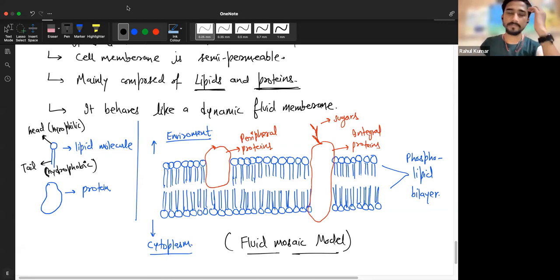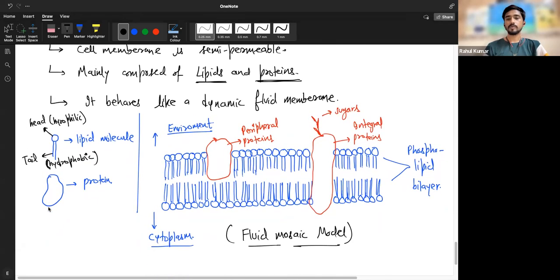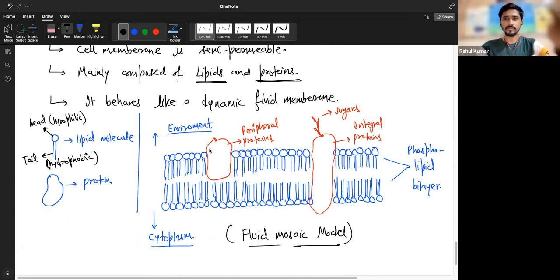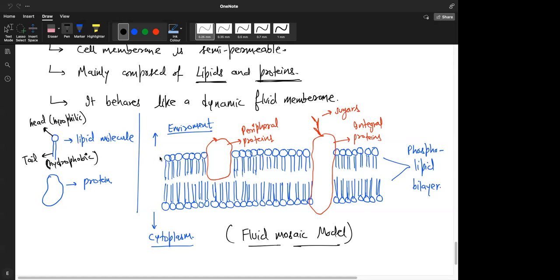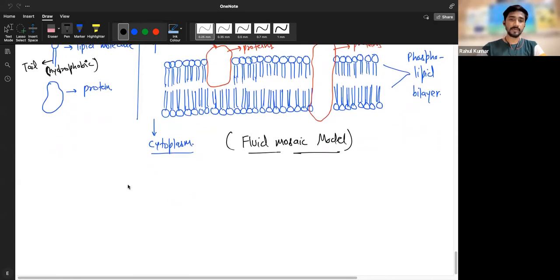Okay, Iram, are you there? Yes. Okay, very good. So you understood this is the overall structure of the plasma membrane. In a plasma membrane, there are two layers of phospholipid, so it's called a phospholipid bilayer. There are proteins which can either be peripheral, only embedded towards one side, or integral, which go from one side to the other side totally. And they have sugars on them. So this membrane is responsible for maintaining an environment different from the cytoplasm. What will go out and what will come in is all regulated by the plasma membrane.